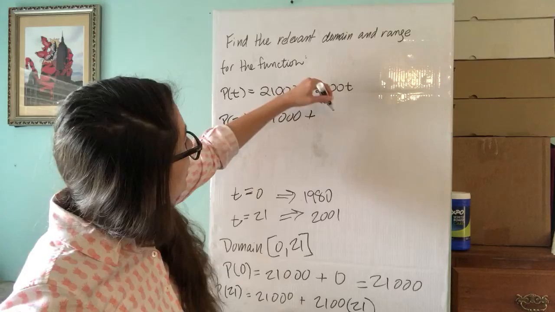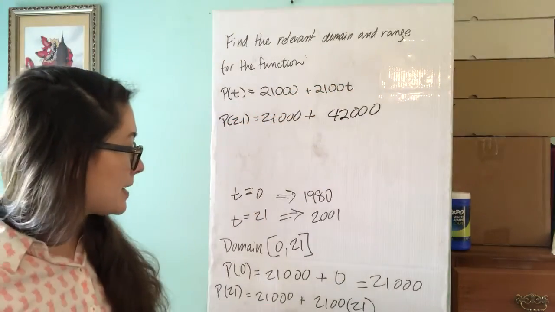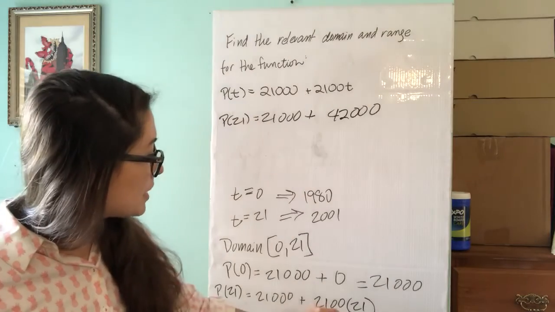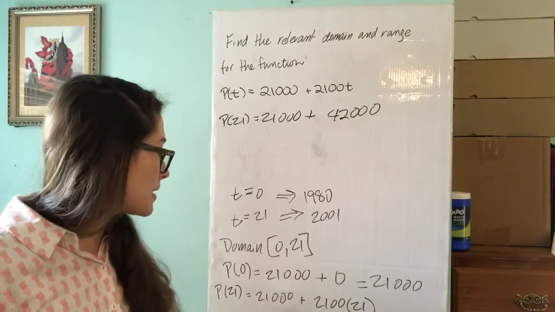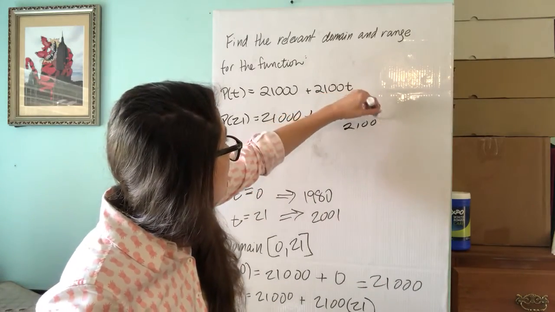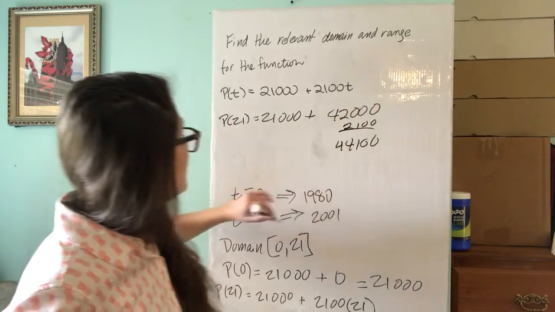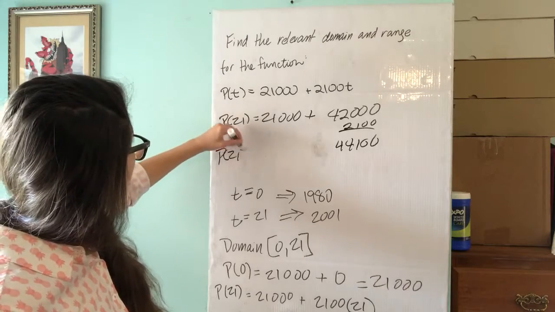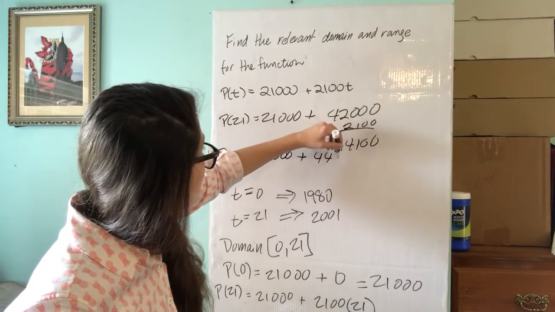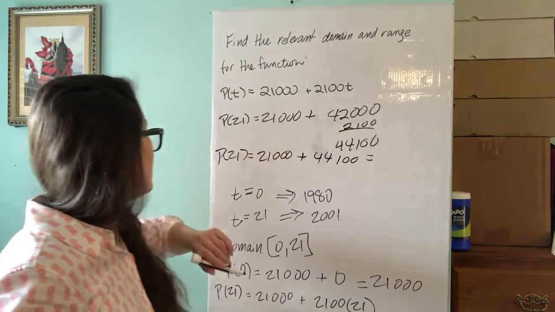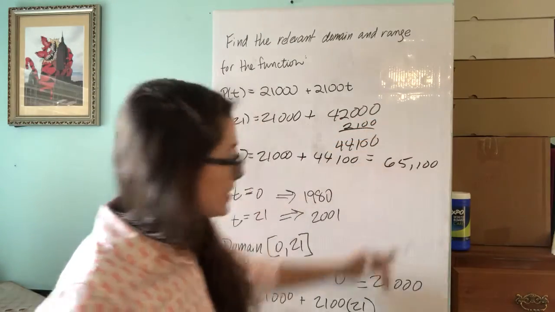So that would be 42,000, because you're multiplying by 20 and not 2. And then you add 2,100, because that's 2,100 times 1. That would be 44,100. Okay, so P of 21 will be 21,000 plus 44,100, and that would be 65,100, right? And is that the answer they came up with?